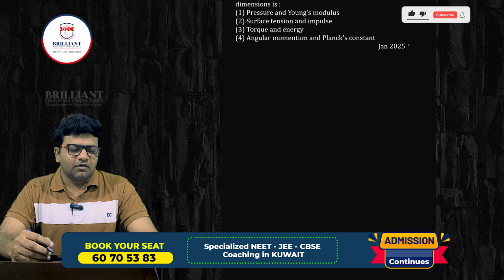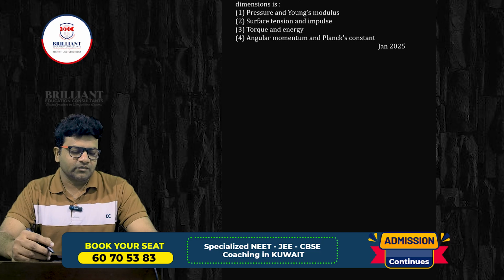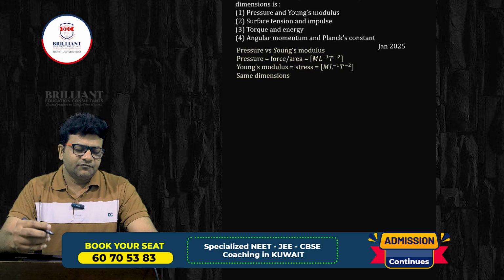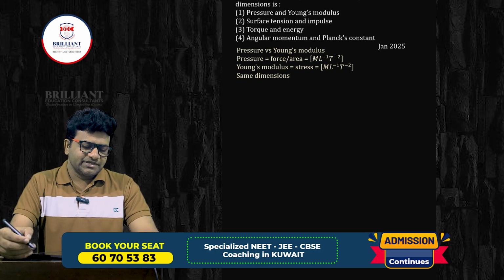The pair of physical quantities not having the same dimension is: first one, pressure and Young's modulus. Second one, surface tension and impulse. Third one, torque and energy. Fourth one, angular momentum and Planck constant. See, here first they are giving pressure and Young's modulus. See, pressure versus Young's modulus.